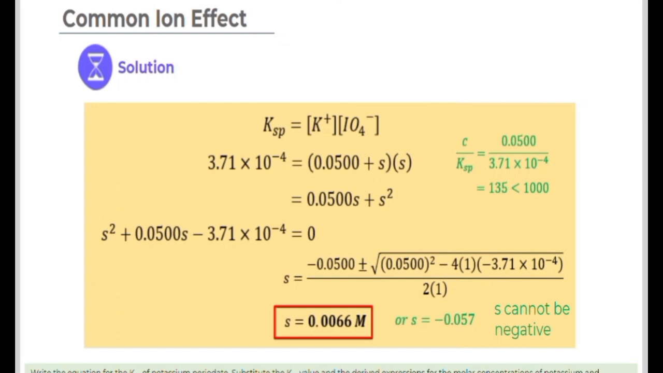Notice that the equation leads to a quadratic equation, which can be solved using the quadratic formula. We obtain two values of S. One is a positive value, while the other one is negative. The second value is not accepted since concentration cannot be negative. Therefore, S equals 0.0066 molar.